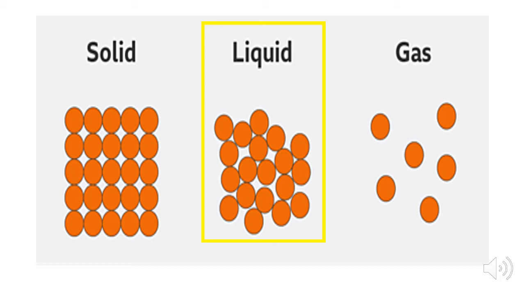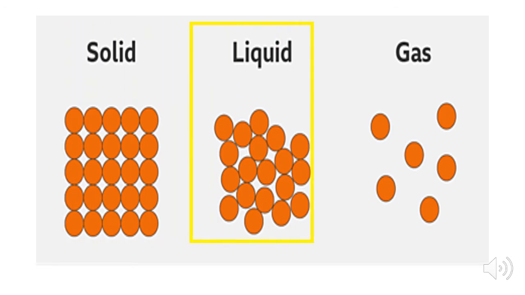You can also see from that diagram that the particles in a liquid, because they're not as close together, because that force of attraction between the particles is not as strong, they can flow. So you know that liquids can flow. When you turn on your tap, your water will flow out of that tap.